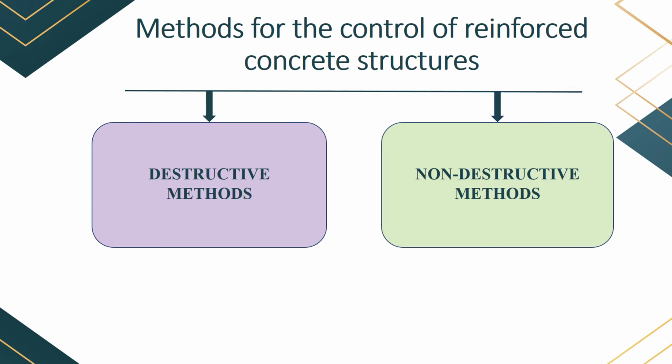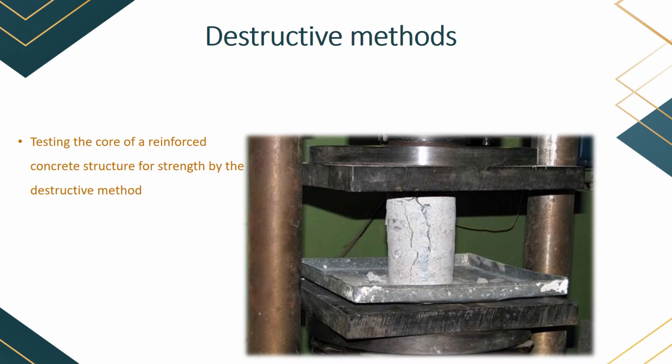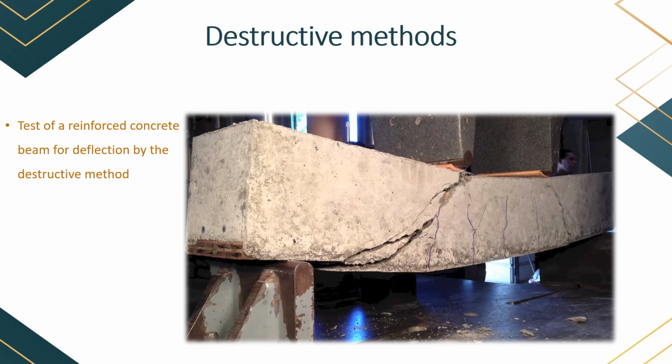In its turn, sample taking in the application of destructive methods of quality control of reinforced concrete structures is carried out by cutting out samples from a reinforced concrete structure working in a final design position, or drilling out cores from a part of a structure. Methods of destructive testing make it possible to determine concrete qualities in the operating structure with high accuracy. However, these methods also have a number of disadvantages.